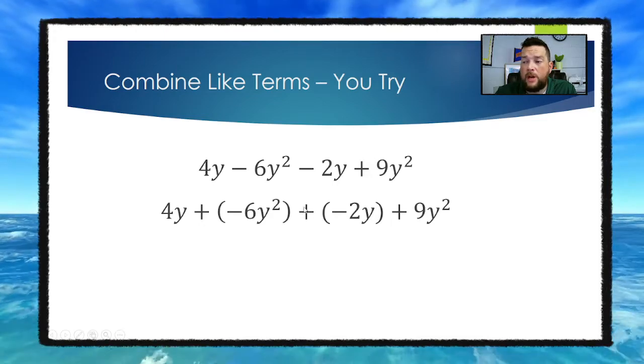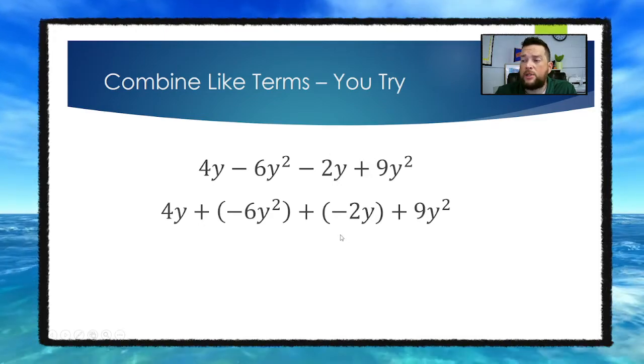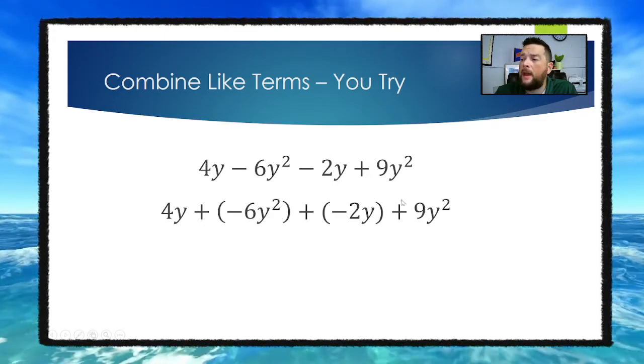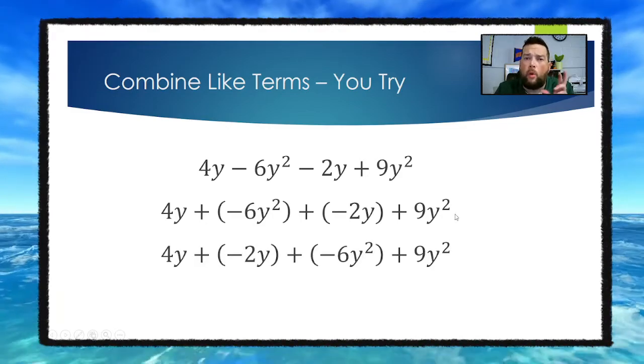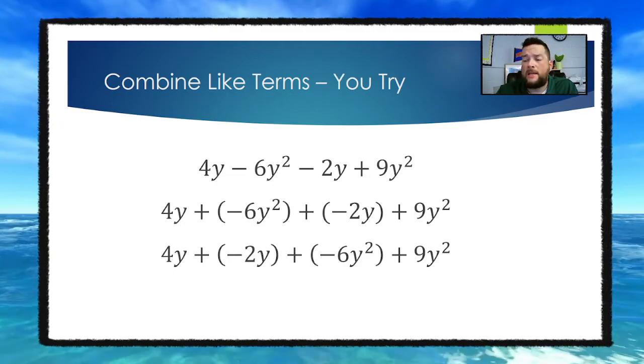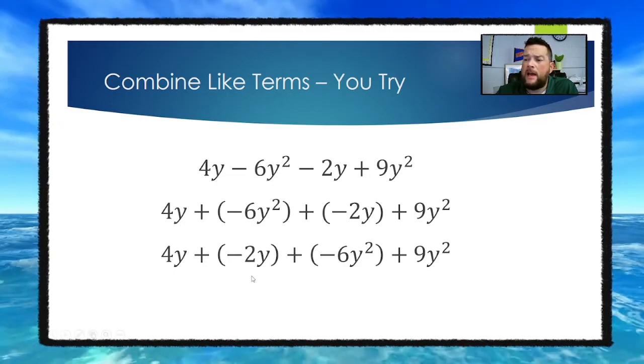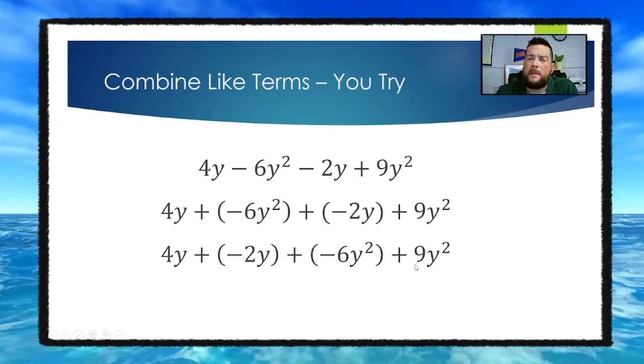Then we're going to change subtraction to addition, and we're going to take that 2y and make it a negative 2y. And then we have our plus 9y squared. And then we can rearrange this. We can put all the y's together and all the y squareds together. Now it looks like, because they have the same variable, these might be the same terms.